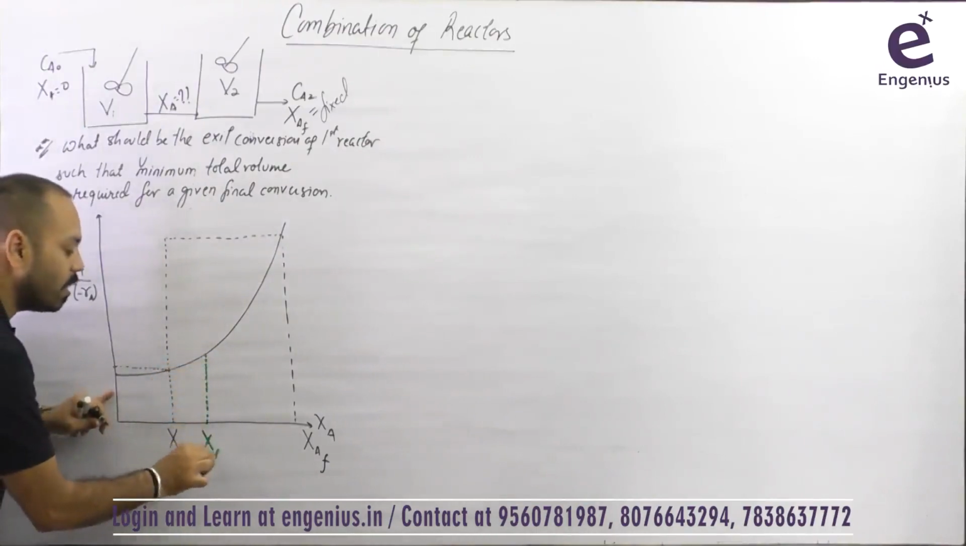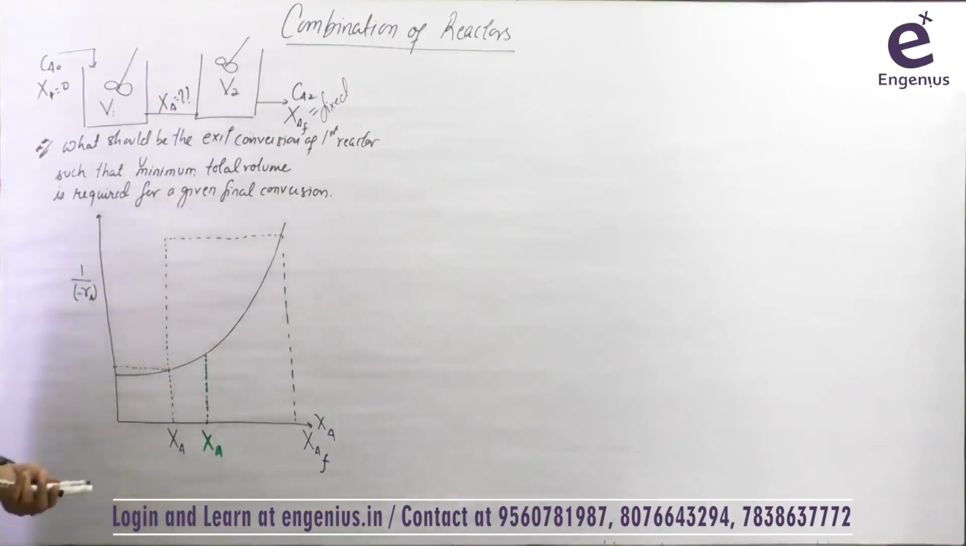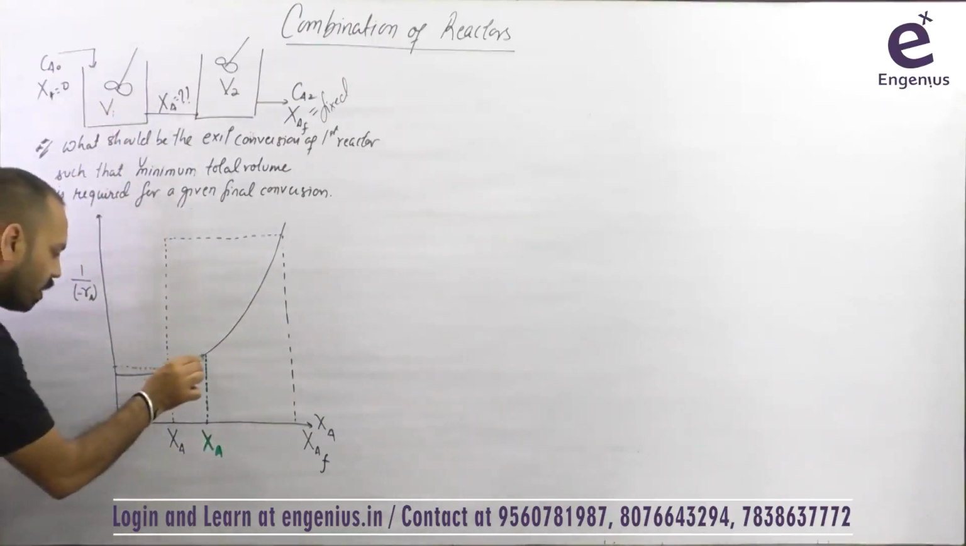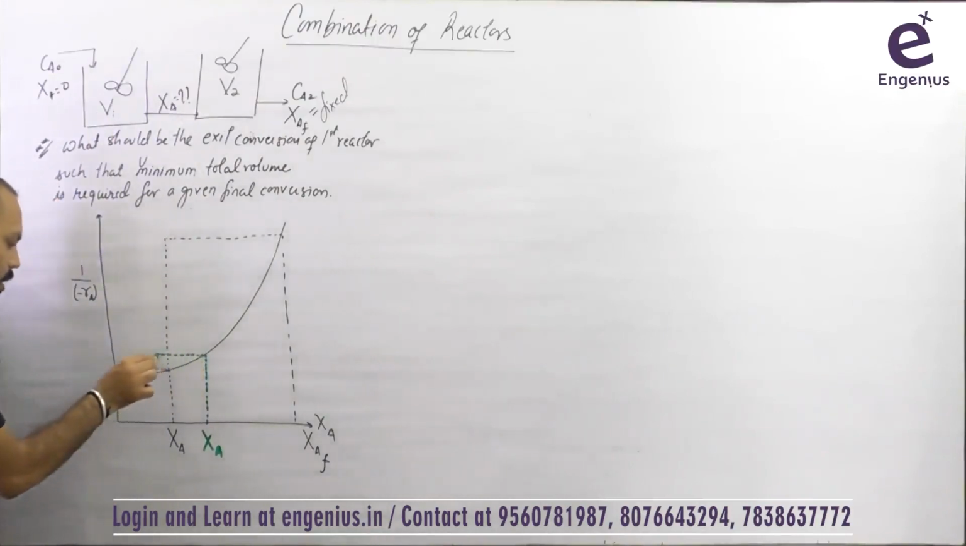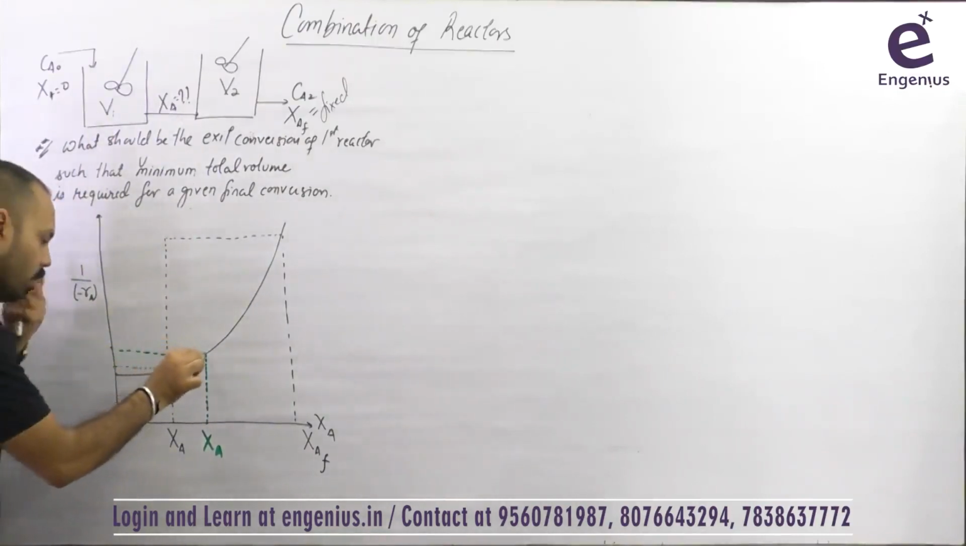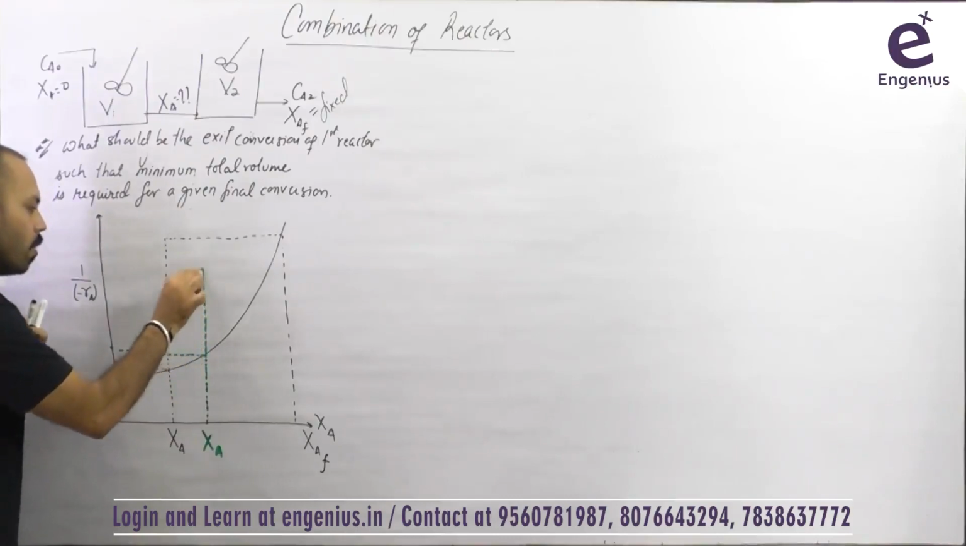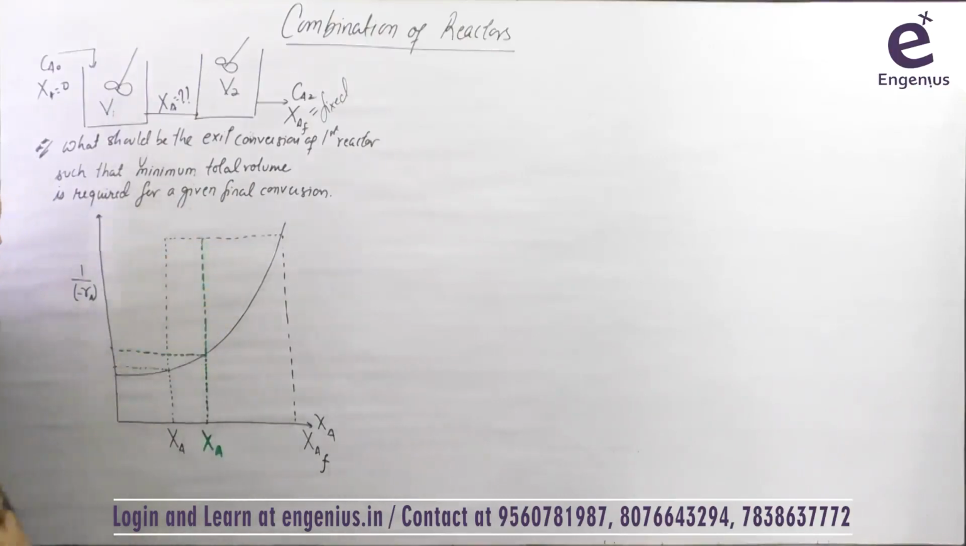See, this is a hit and trial thing. I don't know the conversion, which means I don't know the volume, so I cannot fix the volume and these areas. In this case, this will be the required area, right?